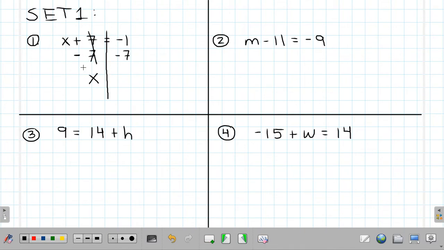And as you'll see as we go along, usually I like to have my variable on the left-hand side. But you could have the variable on either side, as long as it's by itself. This will now tell you what the answer is, because all we've got to do now is -1 minus 7. That gives me -8. And that's actually the answer. That's actually it.